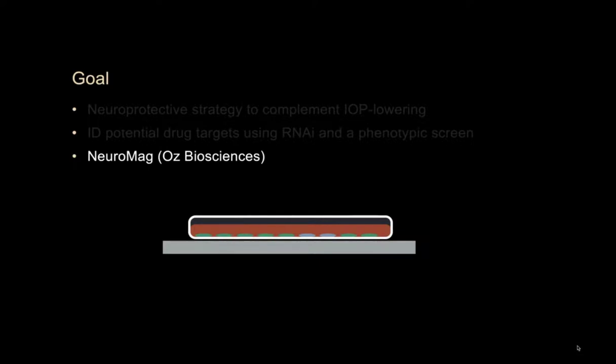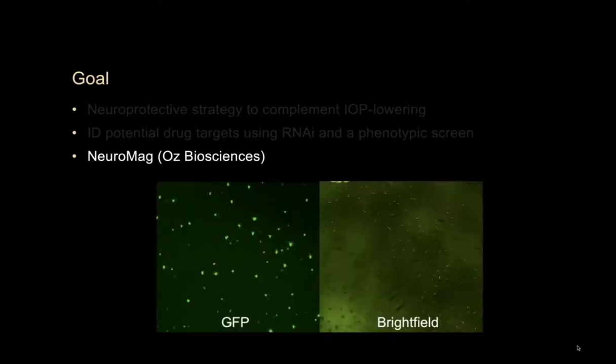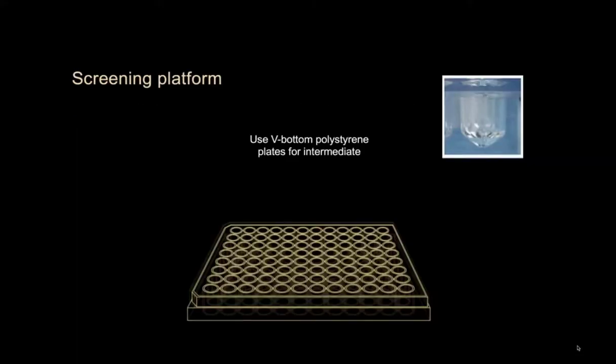And since it's simply a mix-and-add type system, it's very amenable to high throughput screening. Shown here is the bright field image of our primary retinal ganglion cells and the GFP fluorescence after we've transfected them with GFP mRNA. Now, the system works great for delivering RNA. It does not work well for delivering plasmid, probably because of the additional barrier of having to get to the nucleus. So then the next challenge was we had to obtain siRNA libraries.